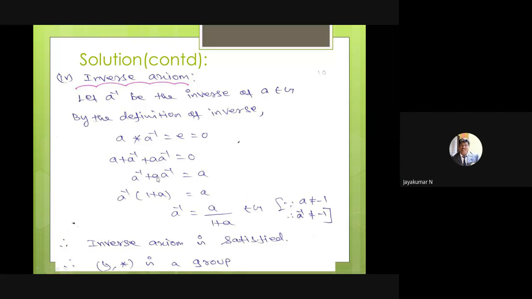So how do you say this belongs to G? A is not equal to minus 1. Okay. So here if we get 0 in the denominator, definitely it does not belong to G. A does not equal minus 1, so definitely this is not equal to minus 1. See here, there is an element minus 1. A is not equal to minus 1. So 1 plus A also is not equal to minus 1. Division also not equal to minus 1. Okay.